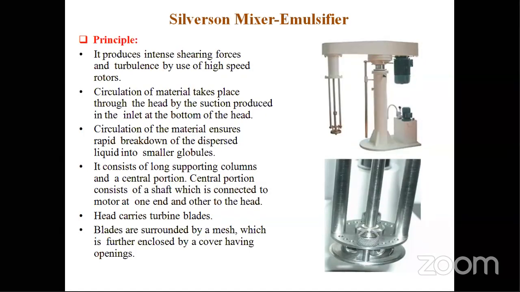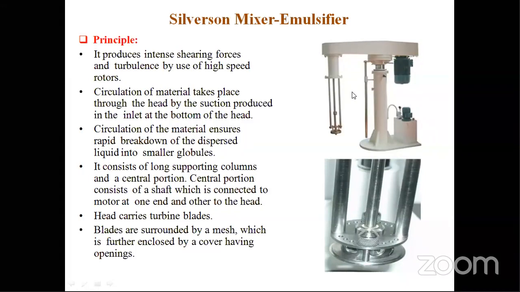And in this process, the long supporting columns and central portions are the most helpful portions. The central portion consists of a shaft, and this shaft is connected to a motor, and the motor helps to rotate the blade in between the mixtures. The motor is directly connected with a small pneumatic pump, and this pump creates the suction process. And in some of these Silverson mixers, the blades are surrounded by a certain type of mesh.